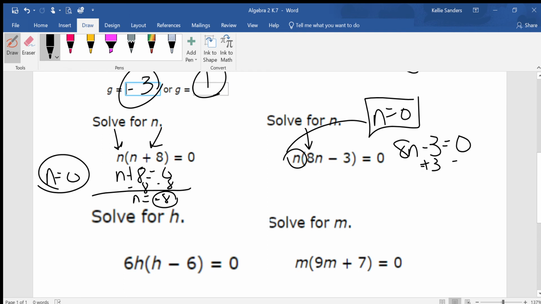So we plus 3, 8n, 0 plus 3 is 3. Then we divide by 8. We divide by 8. Is 3 over 8 reduced? Yes. So 3 over 8 is another answer. So 0 and 3 over 8.